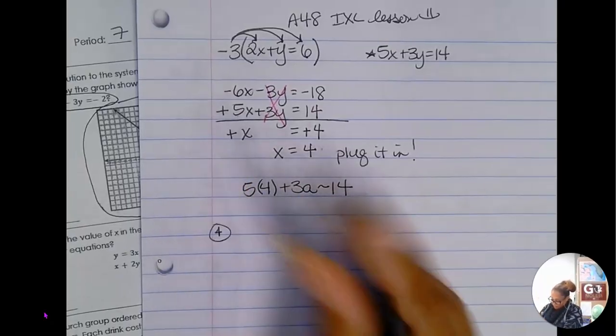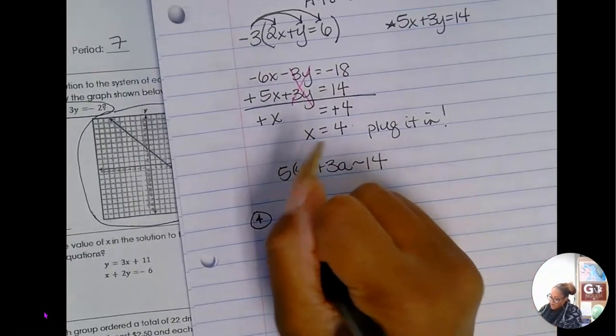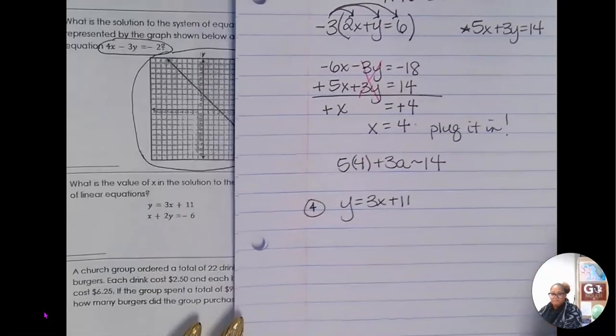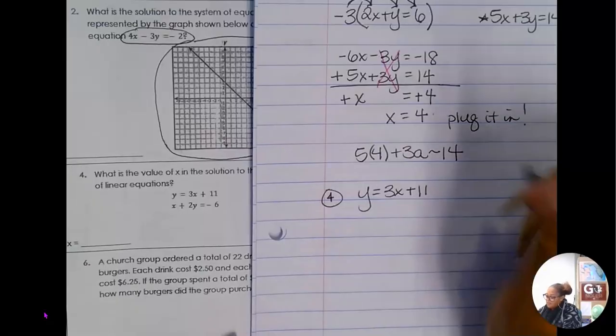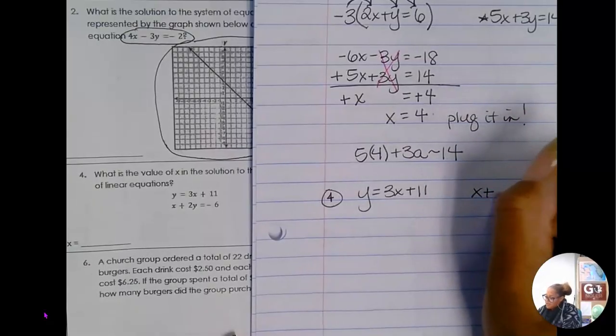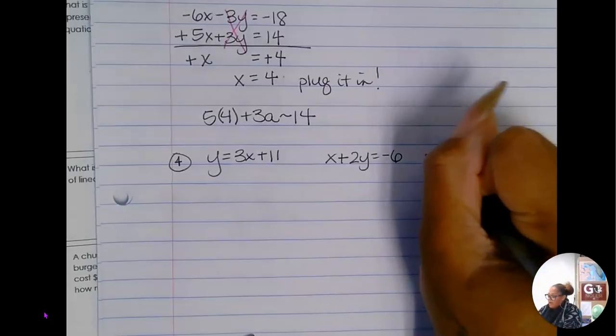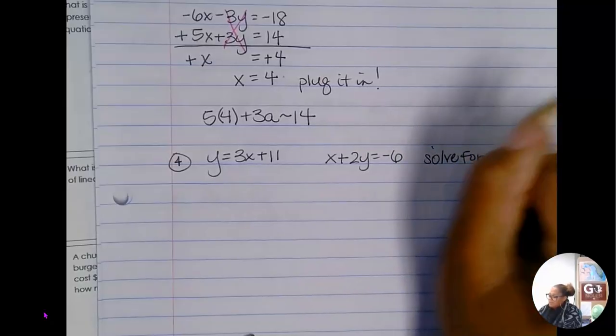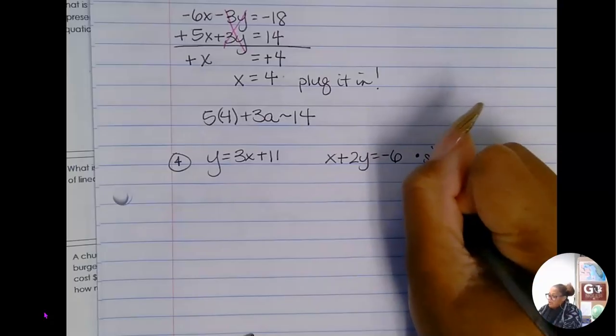Number 4. I've got y equals 3x plus 11. Do I need to solve for y? Nope, already done for me. I've got x plus 2y equals -6. Do I need to solve for y there? Yes, solve for y. Once I found both y's, then I'm going to do what?